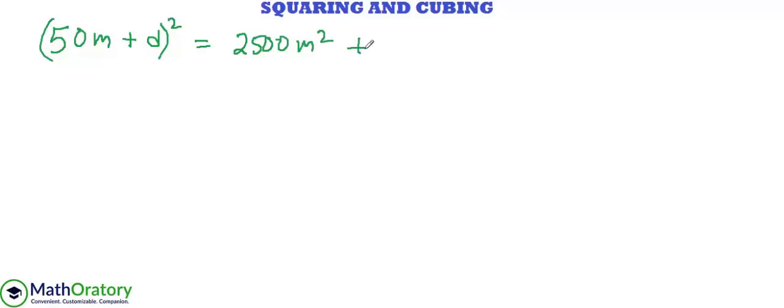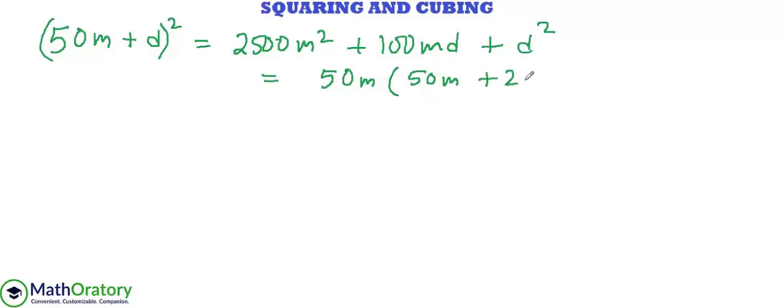So I don't believe in by-hearting techniques, so I'll just start with something like this. Let us say we have a number like this, (50m plus d) whole square. If I square this, I get something like 2500 m square plus 100 md plus d square, right? And if I take the 50m common from these two terms, what I have effectively is 50m times (50m plus 2d), and plus the d square.